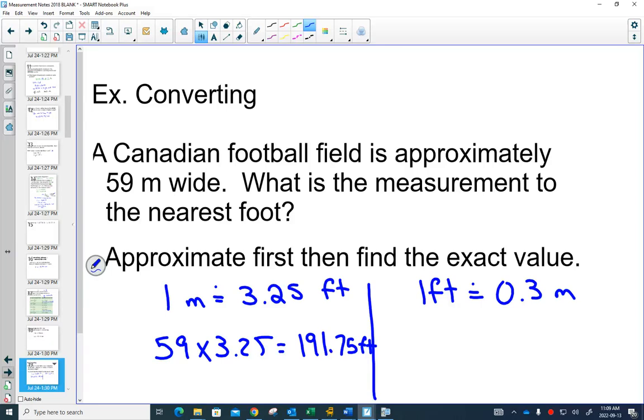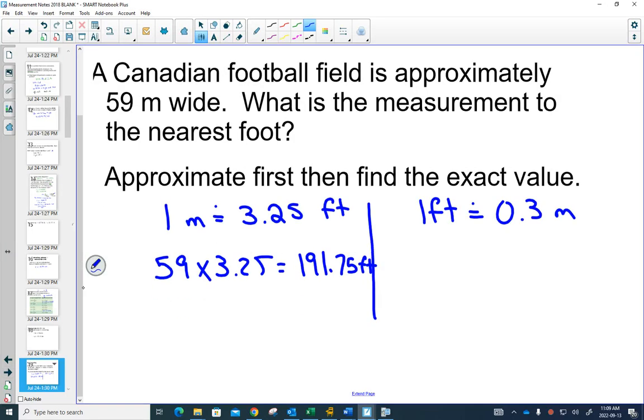Now, for some of you, it is hard for your brain to wrap around. Is it bigger? Is it smaller? Should I multiply? Should I divide? I don't know. I'm confused. Then you should go to the fractions method. That always works.